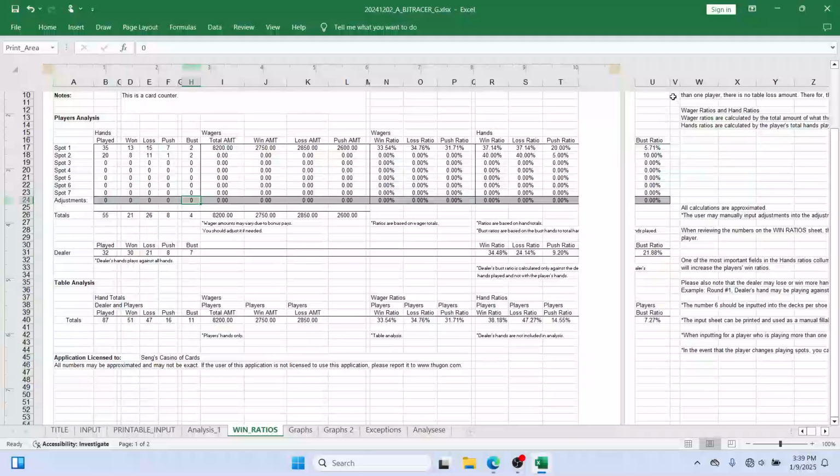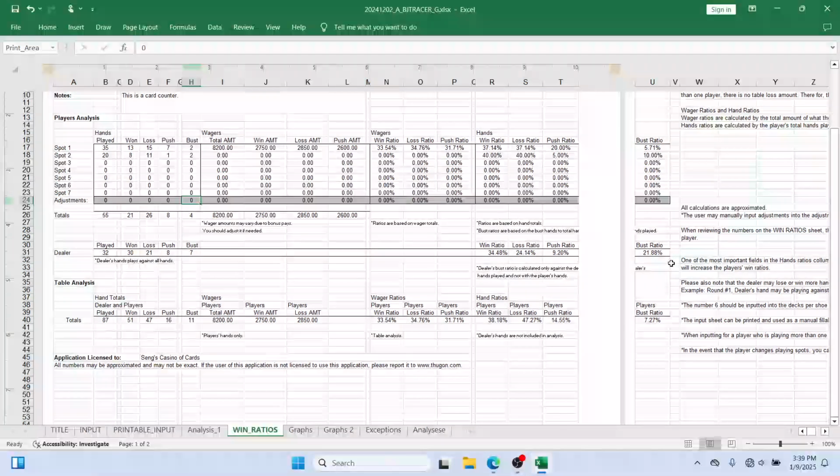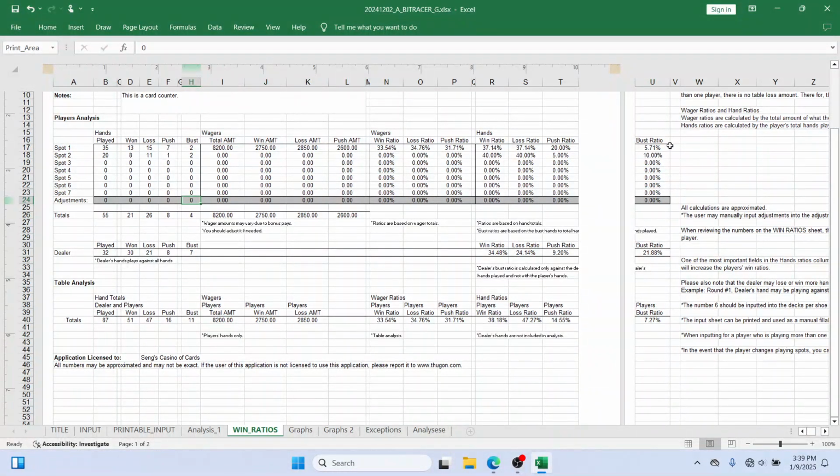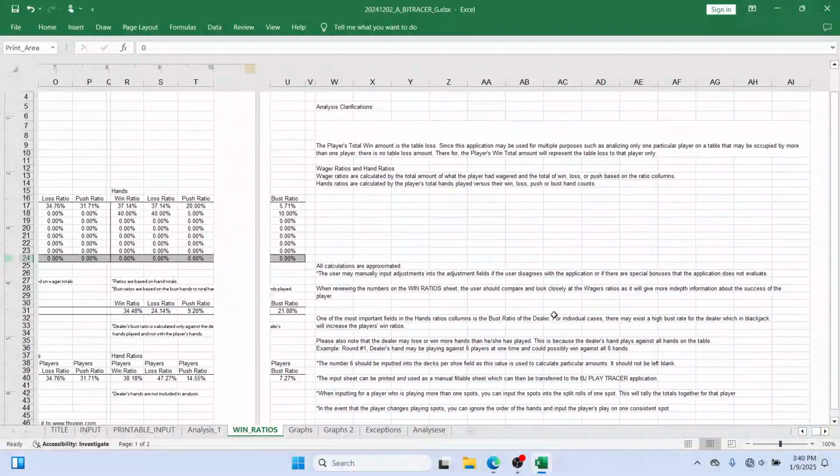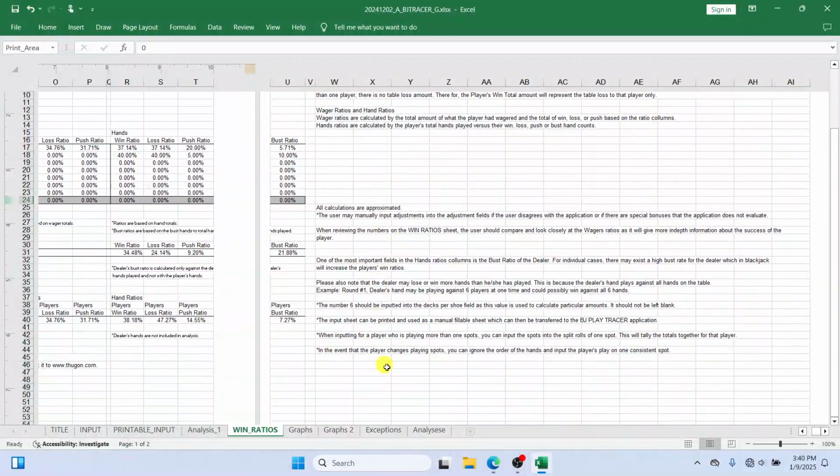My sheet is pushed over to the second page. If you adjust the print margin, it'll bring that over, so when you print, it'll be on one page. And on the second page, it clarifies the analysis of how these calculations are occurring. It'll give you a lot of the explanation over here, so you can read through this.